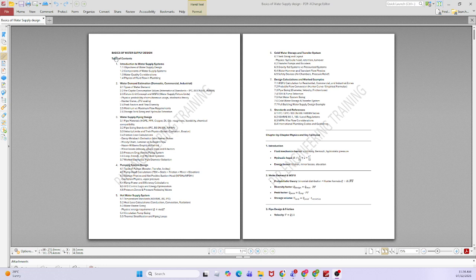Here we go. I just prepared one study material for basics of water supply design. You can see the table of content: introduction to water supply design, then water demand estimation, water supply design, plumbing system design, hot water supply system, then the cold water storage and transfer system, design calculation and worked examples. Then there are some standards.